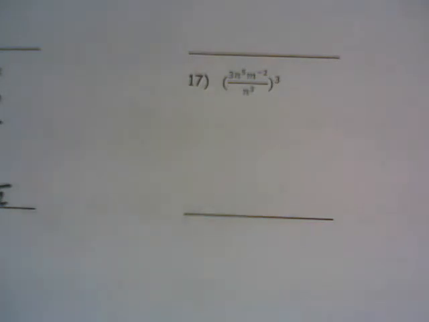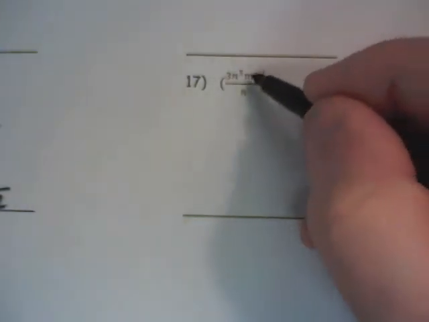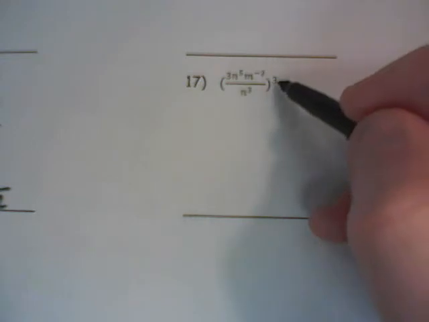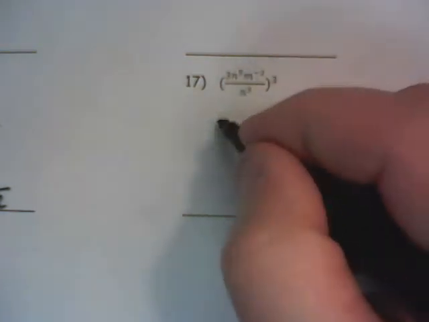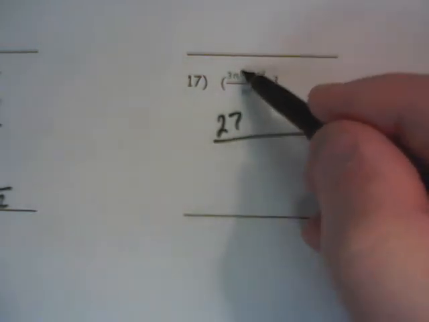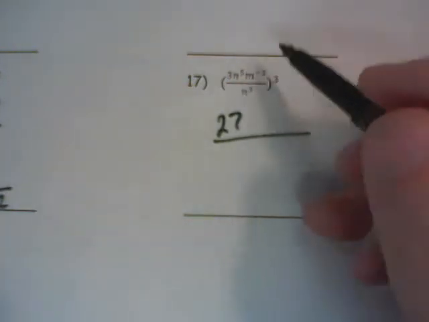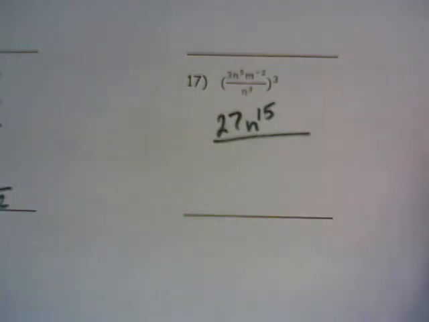And then if we look at number 17, same idea here. We're just involving more of those rules of exponents. I'm going to start by taking this entire quotient to the 3rd power. 3 to the 3rd power means 3 times 3 times 3. 3 times 3 is 9. 9 times 3 is 27. Then when I take n to the 5th to the 3rd, I'm raising that power to a power, so I'm going to multiply, and that's n to the 15th.